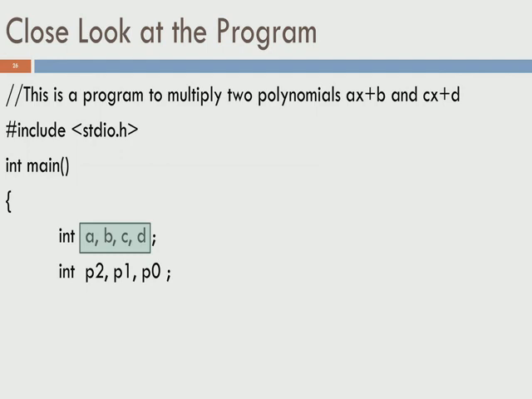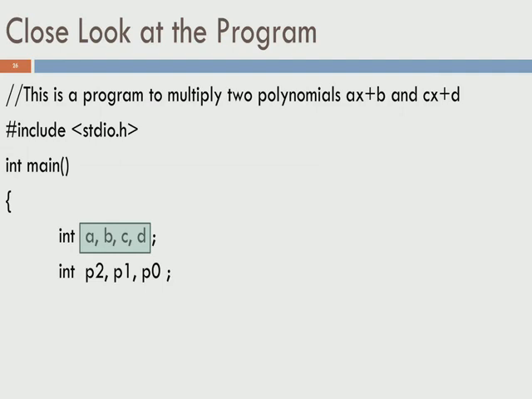So let's start with a, b, c, d. I assume that the polynomials are ax plus b and cx plus d. However, we need the user to give these four coefficients, and these four coefficients have to be taken from the user and stored temporarily somewhere, and that's where we are going to use these variables a, b, c and d. In a little while I'll explain what the word variable means. At this point, just assume that a, b, c and d are four variables, and it's not enough to just have these coefficients because you are supposed to produce the product terms.